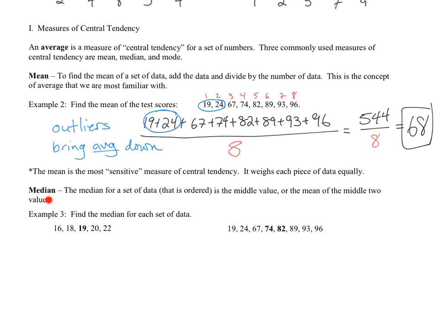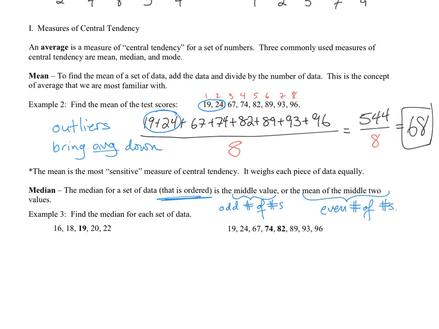A median for a set of data that is ordered, and that is super important, they have to be in order, smallest to biggest, is the middle value or the mean of the middle two values. So what do those last couple phrases mean? The middle value, if you have an odd number of numbers, and the mean of the middle two if you have an even number of numbers. And I'm talking how many numbers are in your list.